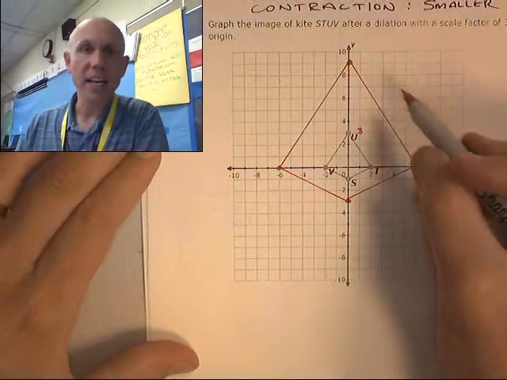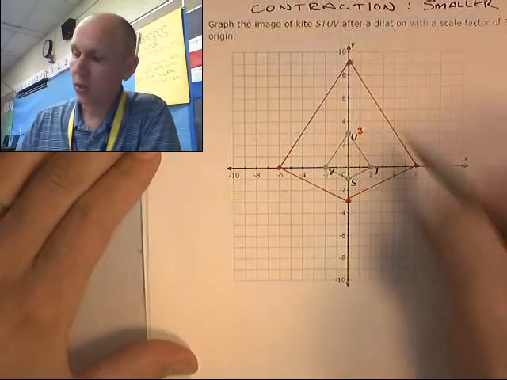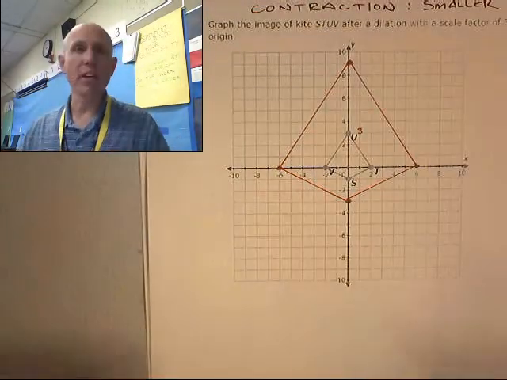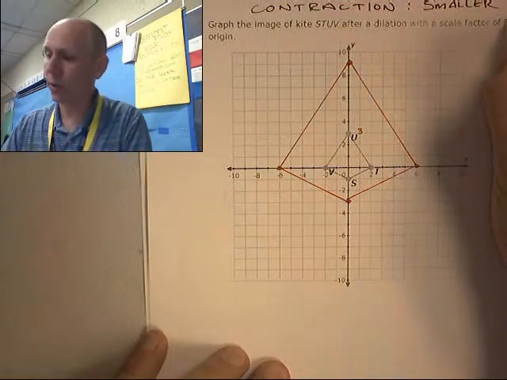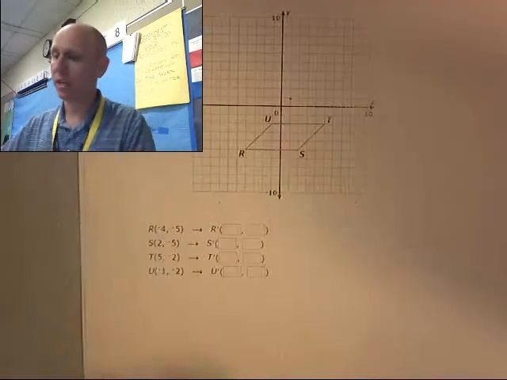So each side is actually grown by a factor of 3. So if this side was originally 5, now it's 15 or something like that. So everything grows by a factor of 3. That's why we have the scale factor of 3. Let's do another one of these.